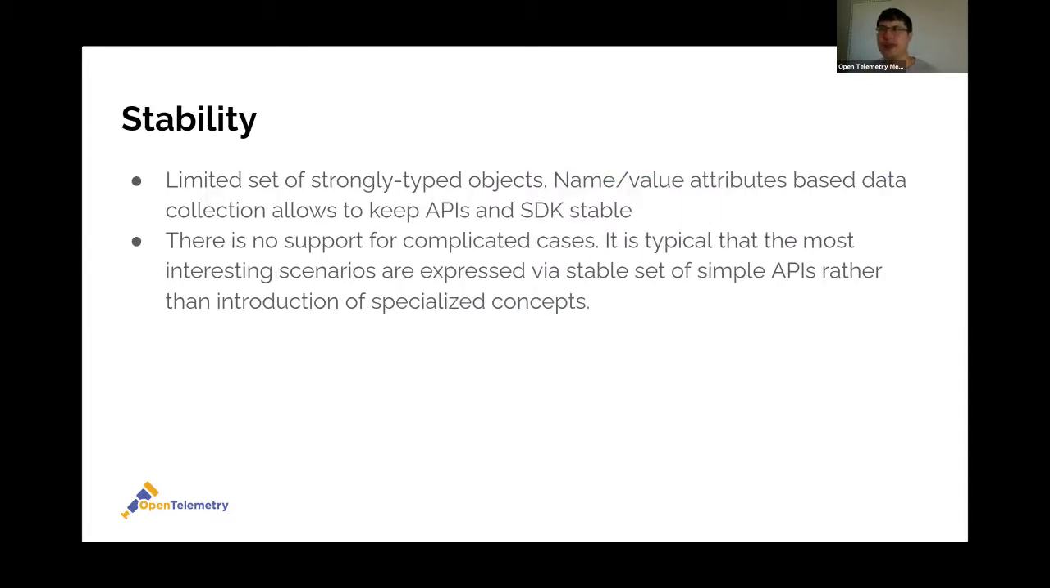Next value is stability. With libraries taking dependency on OpenTelemetry, you want your APIs and SDK to be as stable as possible. So there will be no questions whether a library wants to take a dependency or not. That's why some APIs prefer name-value attributes instead of strongly typed objects. And we don't support many complicated cases which are one-offs in favor of simple scenarios that can cover those complicated cases in a more elaborate way.